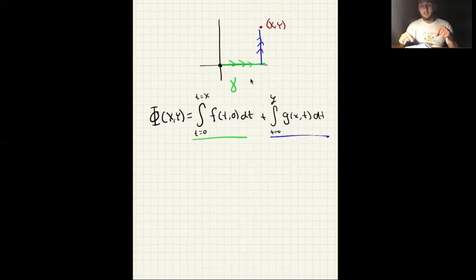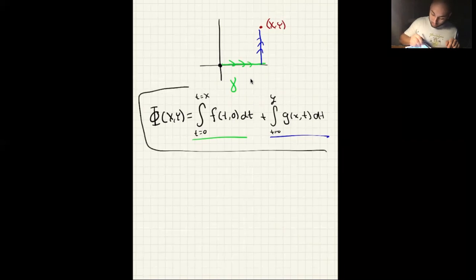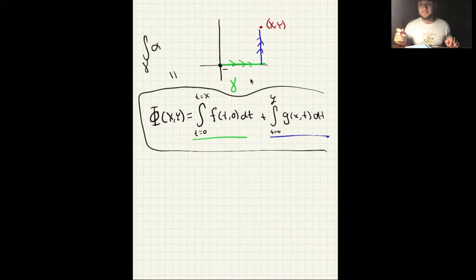I'm skipping that detail, but try to work that out on your own, if you can't see why this really is the integral of alpha along gamma, where gamma is this thing right here. Okay.